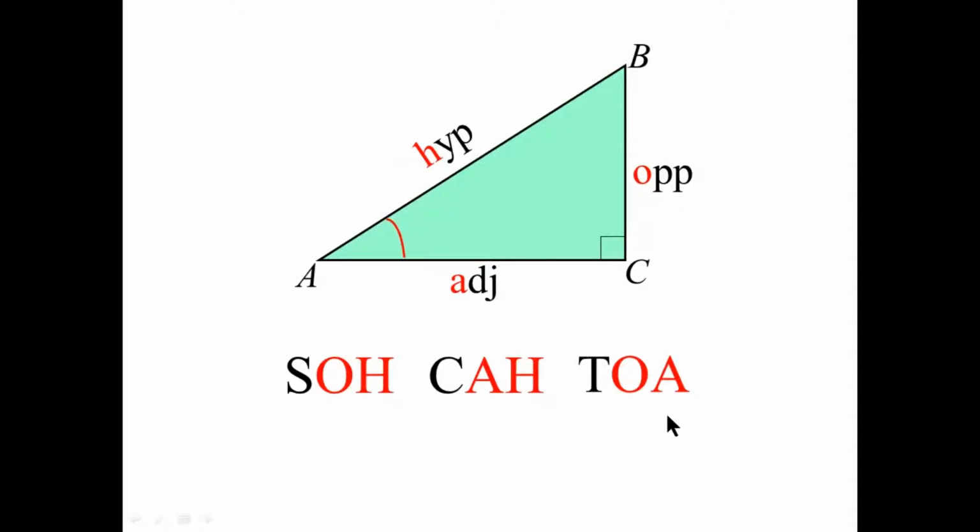And we've got the silly word that helps us to remember all of this information. The sine is the opposite over the hypotenuse. The cosine is the adjacent over the hypotenuse. The tangent is the opposite over the adjacent. And this silly word, SOH CAH TOA, can be used to help remember the information about the ratios and the sides.